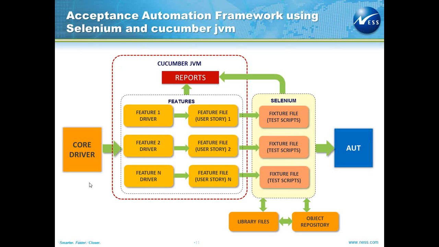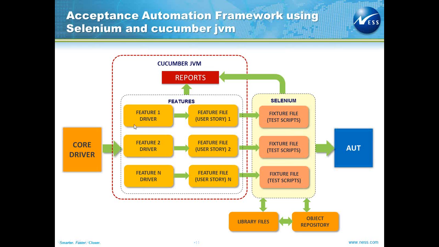So we have something called a core driver. The core driver can be, in this case, a build.xml file where you can define what exactly you want to run as a part of your automation suite. So the core driver will have a definition of which features to run. A feature is nothing but your user story. It can directly map to a user story.